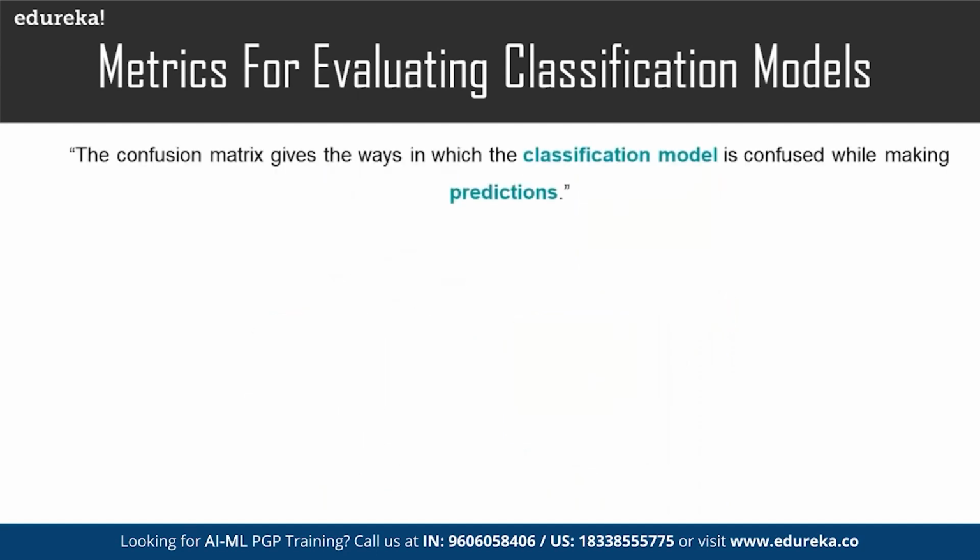Let's talk about the confusion matrix. It shows the way in which classification models are confused while making predictions. So I'll give you an example. It summarizes the prediction results from classification problems. When we talk about the confusion matrix, we have different terms: true positive, true negative, false positive, and false negative. These are the important things we consider. The true positive rate is also otherwise called recall.